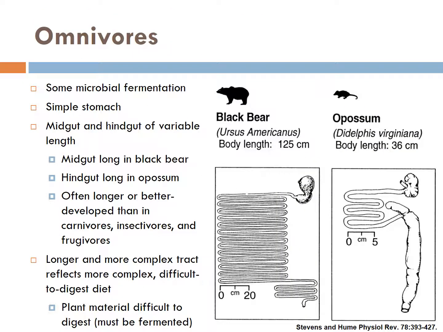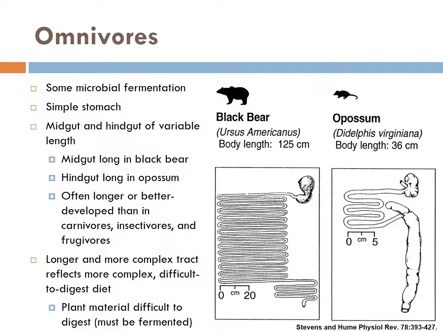With omnivores, we start to see some microbial fermentation and some elaboration of the gastrointestinal tract. We have the black bear and the possum here as examples. They still have simple stomachs. They look pretty similar to our own. However, the midgut and hindgut are oftentimes longer. They're of variable length. The midgut is quite long in the black bear. You can see how long the midgut would be if we unraveled it. In the possum, the hindgut is long and it's enlarged.